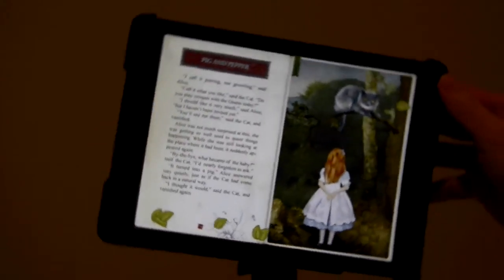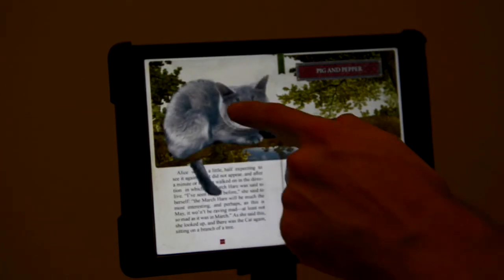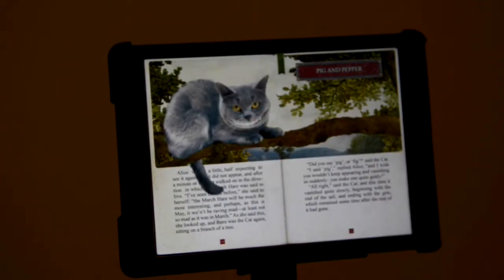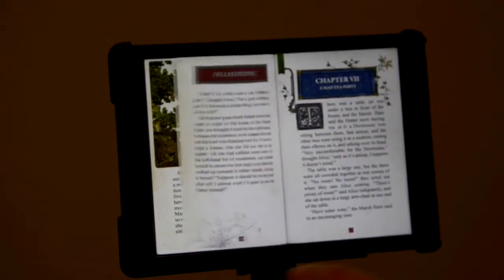Follow my finger. Look, you can manipulate them here, you see? They're going left and right. Really cool. One click. You'll see me there, said the cat. Alice waited, half expecting to see it again, but it did not appear, and after a minute or two she walked on in the direction in which the March Hare was said to live.